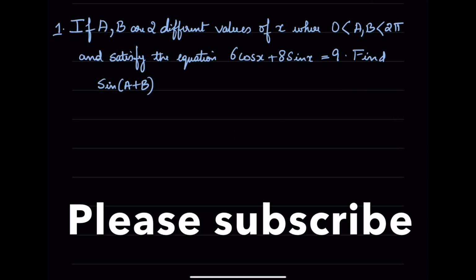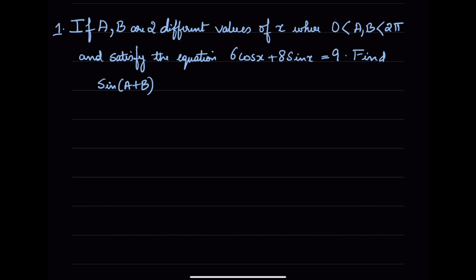In question number 1, the information given to us is that a and b are two different values of x where they satisfy an equation of 6 cos x plus 8 sin x is equal to 9, and the range of a and b are 0 to 2 pi. Using this information, we have to find sine of a plus b.